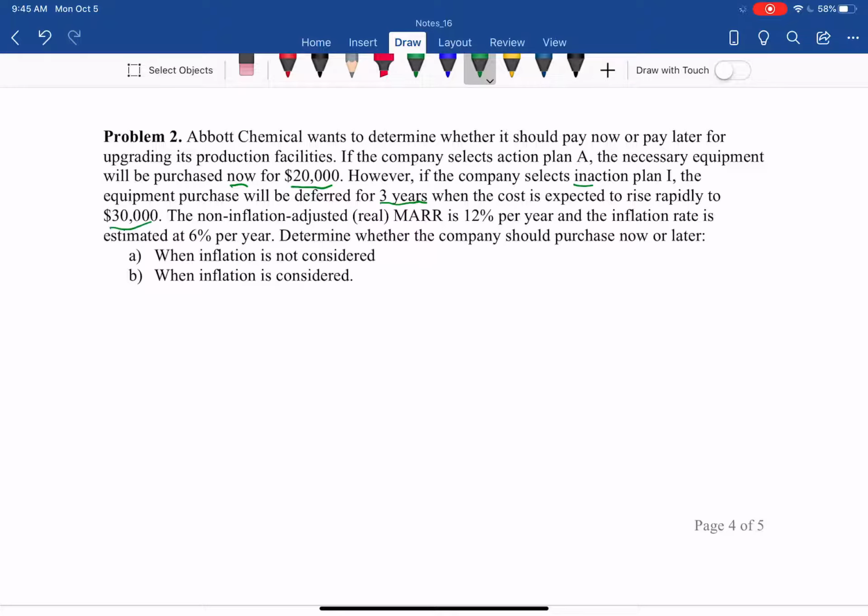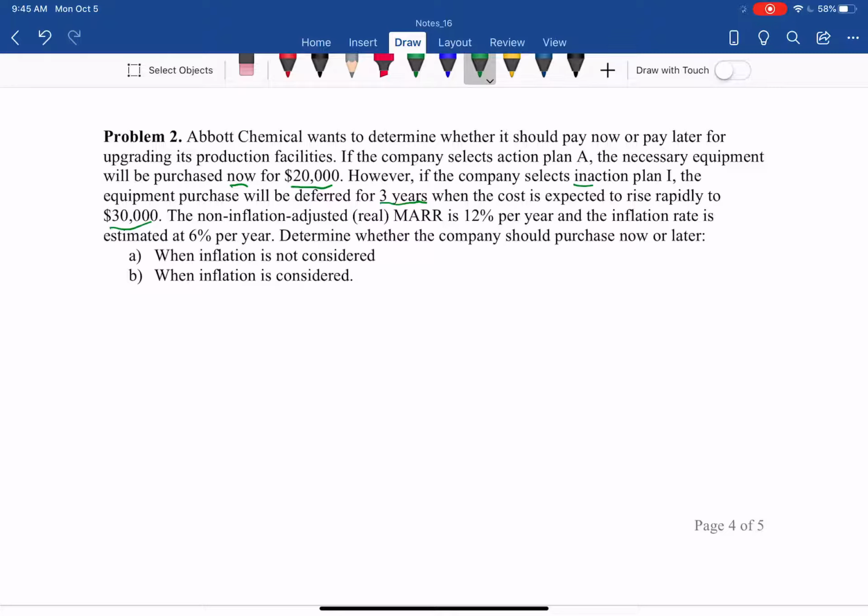The non-inflation-adjusted real MARR is 12%. The inflation rate is 6%. Determine whether the company should purchase now or later, so it should be action plan A or action plan I, when inflation is not considered and when inflation is considered.